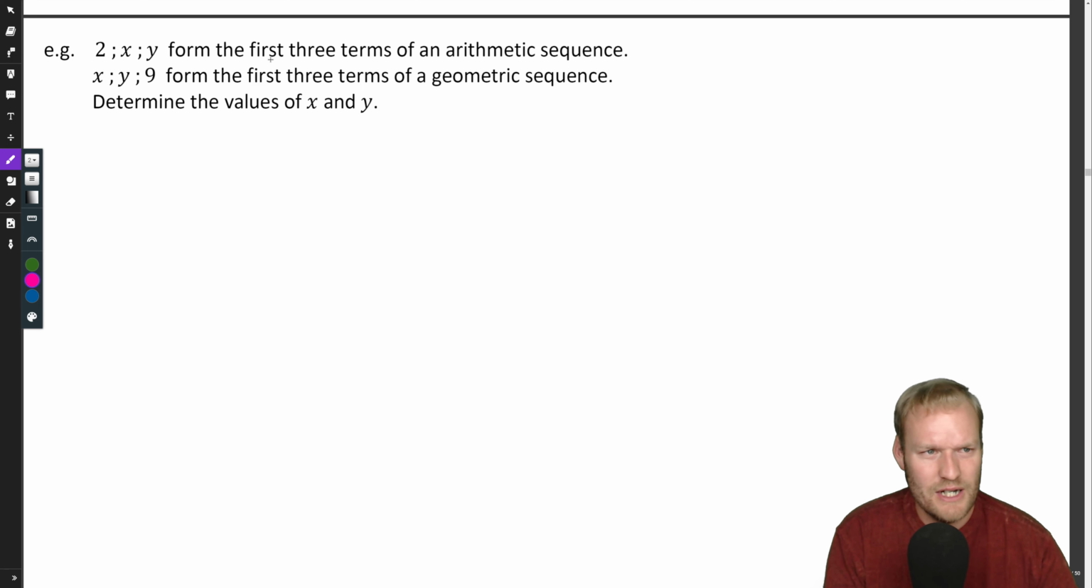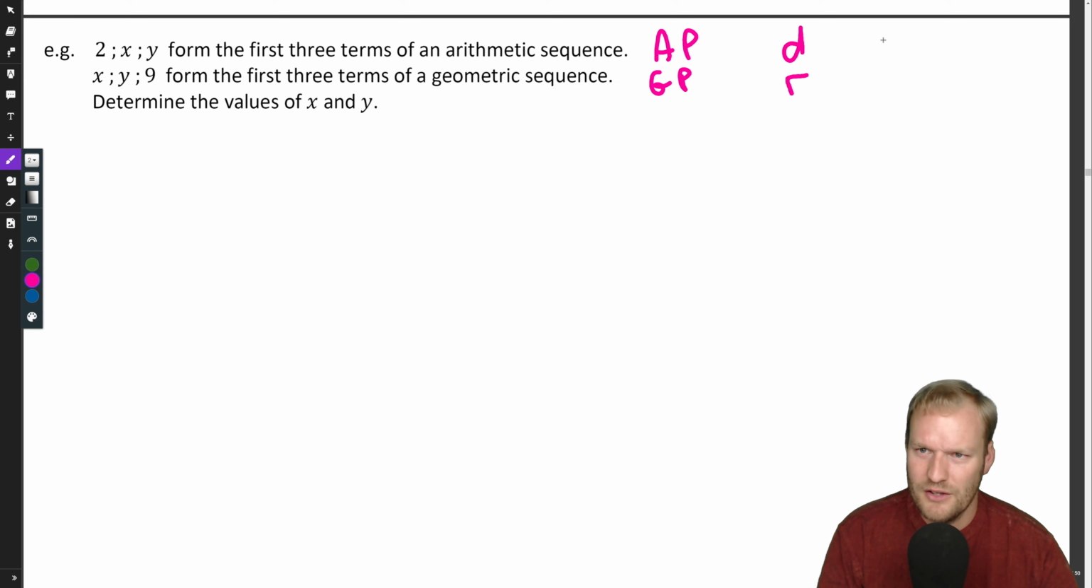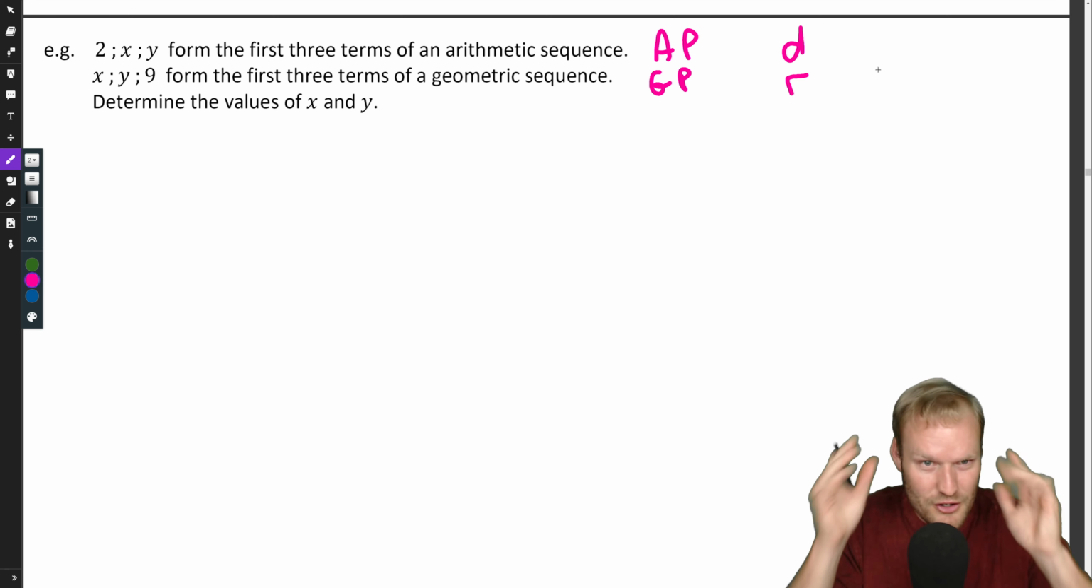So 2, x, y form the first three terms of an arithmetic progression or sequence, and x, y, 9 form the first three terms of a geometric. So already with the AP, I'm thinking, well, I know that we've got a constant difference, and in the GP, we've got a constant ratio. And I might know things like Tn = a + (n-1)d, Tn = ar^(n-1), Sn equals... those are the things floating around in your brain.